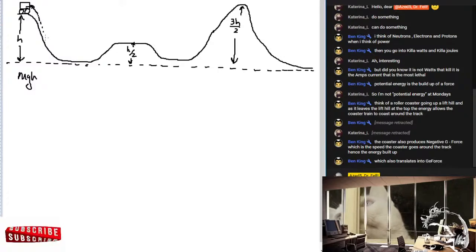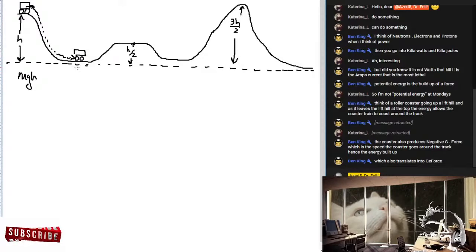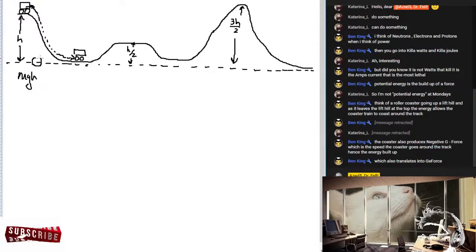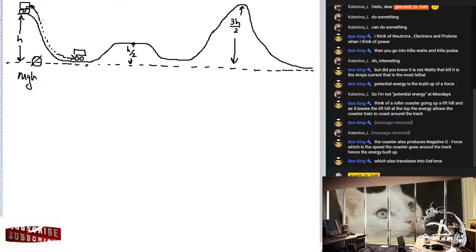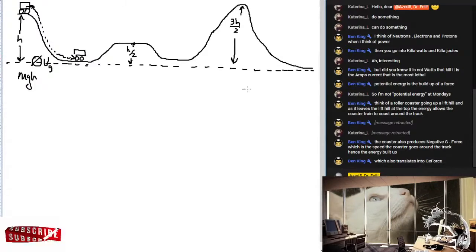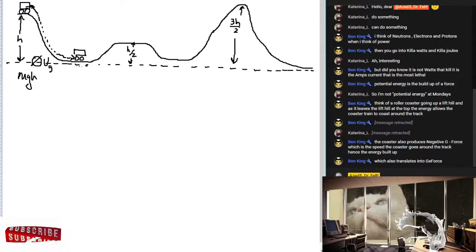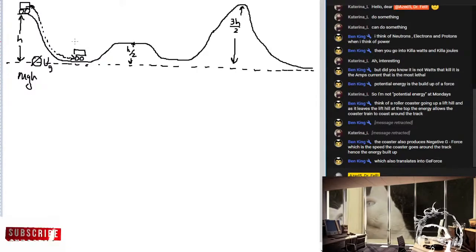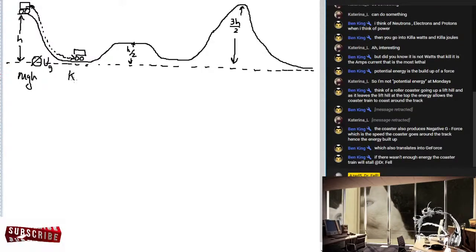Well, when it's going down here at the bottom, there is no more gravitational potential energy because we set this point to be 0 of gravitational potential energy. That's where we defined it to be 0. So at the bottom, since we have the conservation of energy law in the universe, you cannot create energy, you can't destroy it, it just transforms from one form to another. This is all kinetic energy.